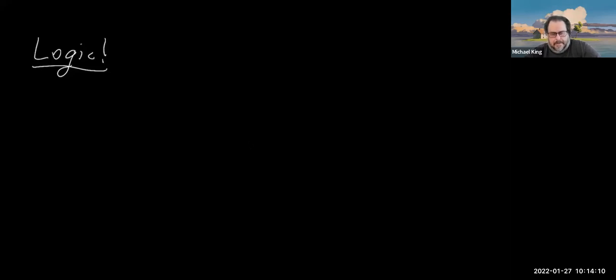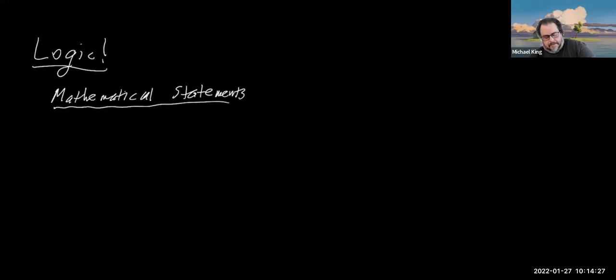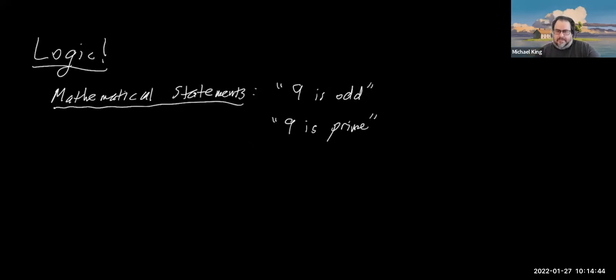So what that really means is we have mathematical statements. Or really, any kind of logical statement doesn't necessarily have to be mathematical in nature. But for example, 9 is odd. It's a mathematical statement. 9 is prime is a mathematical statement, which is a way of saying that not all mathematical statements have to be true. It can be a false statement.